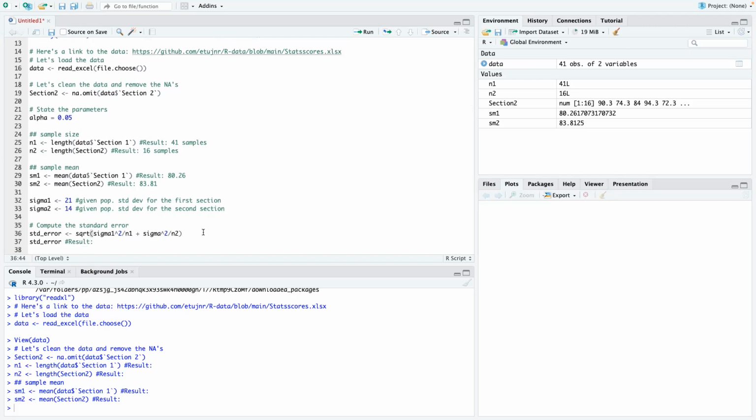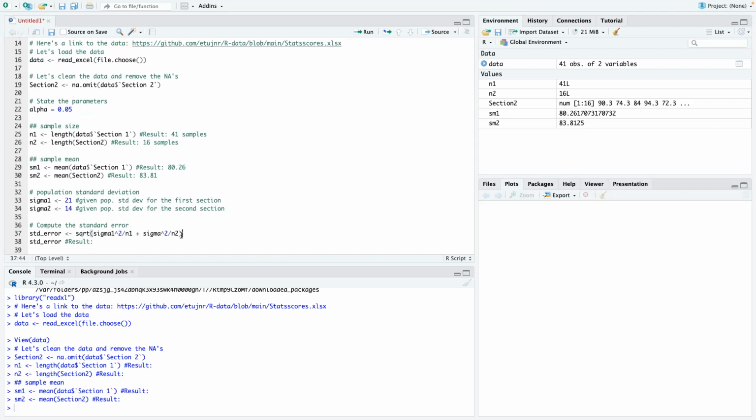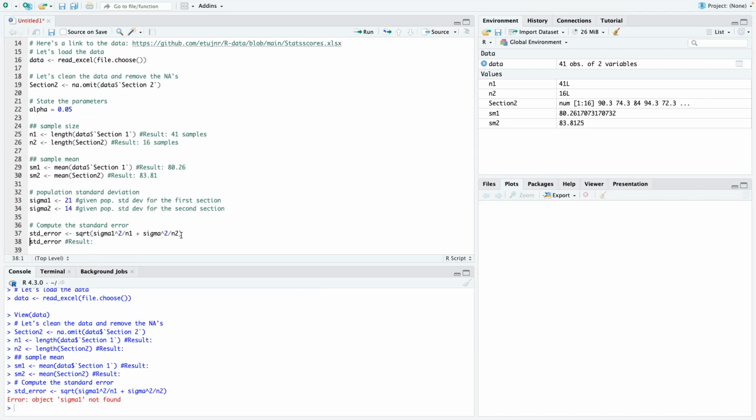Right, so we run this. So sigma 1 is basically 21, and we take the square of it, and then divide by n1, which we already have up here, line number 25, and we do the same thing. All right, so I'm just going to say deviation and deviation here, so you know what that means. All right, so let's run this.